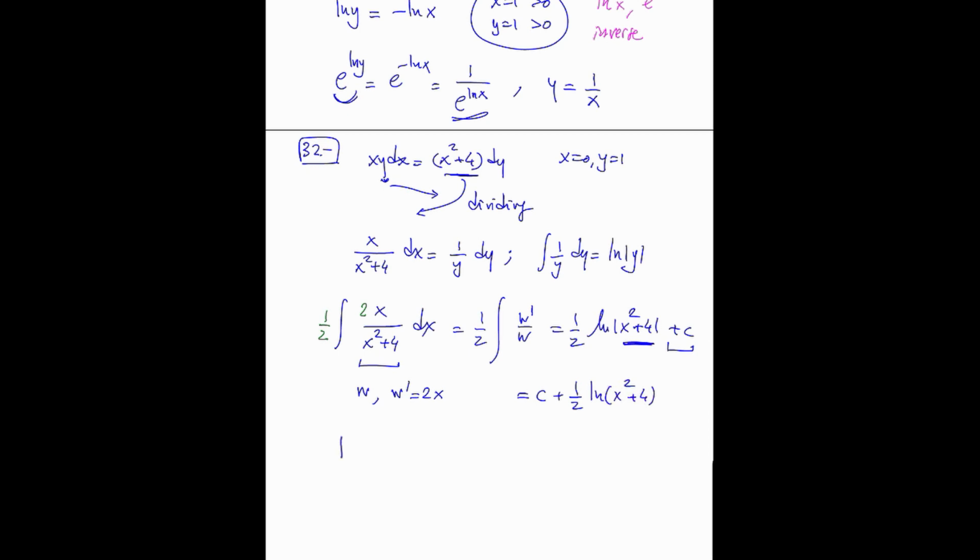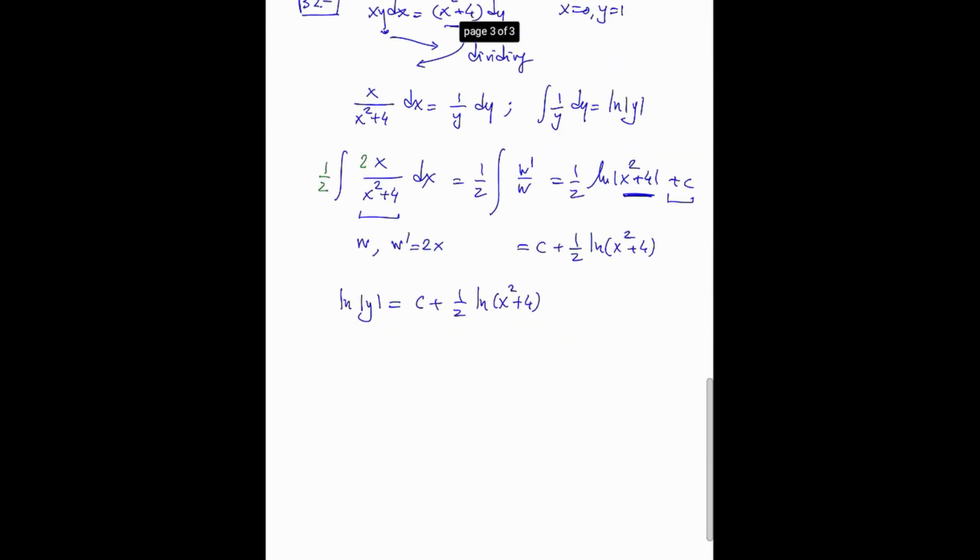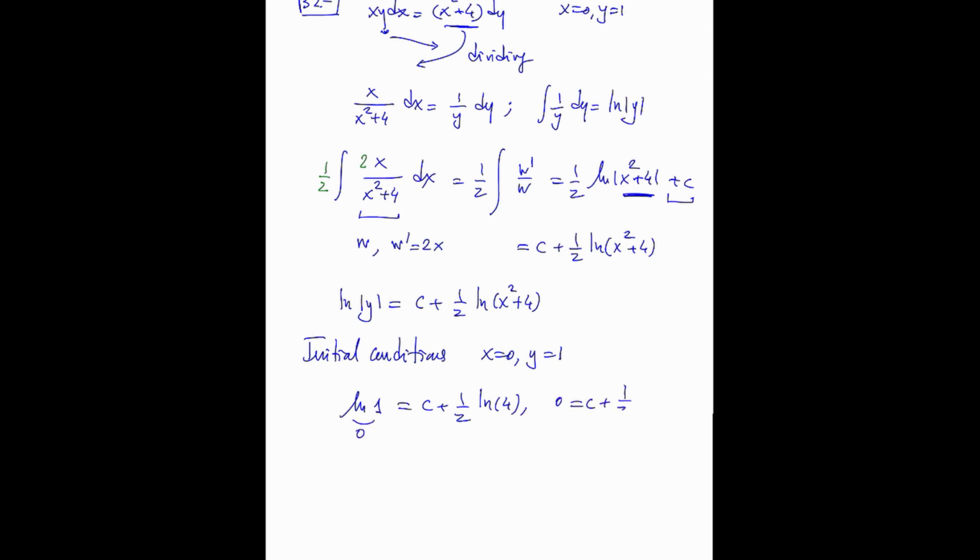Thus we have the log of absolute value of y is equal to c plus 1/2 the log of x squared plus 4. And now again we use our initial conditions. We say when x equals 0, y is equal to 1. So the log of 1, which we know is 0, is c plus 1/2 log of 4. So from which this is 0, we have 0 equals c plus 1/2 log of 4. So c equals minus 1/2 log of 4.